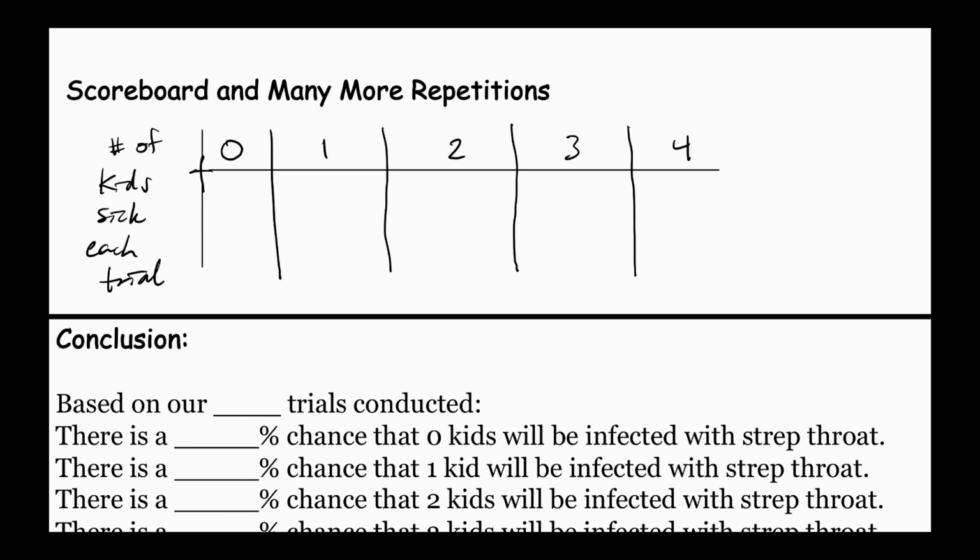Okay? We already did one trial. What happened on that one trial? No kids got sick. So what are we going to put? Yep, we're going to put a little tally mark on 0. Put a little tally mark in that column because we already had one like that.